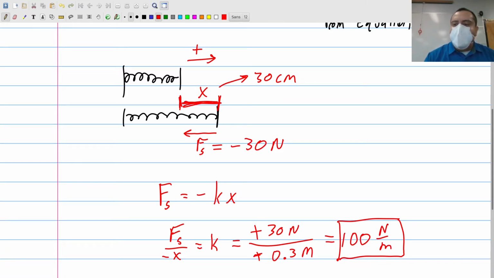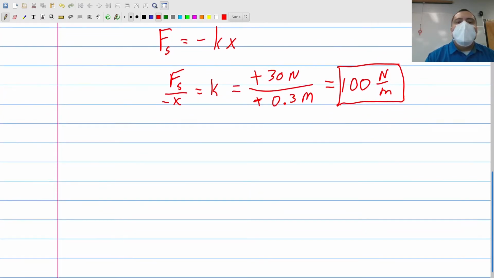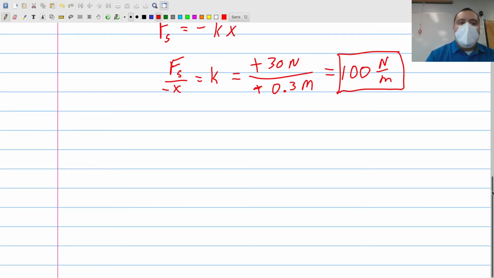So the next part we need to talk about is elastic potential energy. It turns out that springs store energy. And so what we need to do is figure out how much energy those springs store. Well, the formula for elastic potential energy for a spring is going to be U sub S. This is potential energy stored in a spring. That's equal to 1/2 kx squared. Same variables as last time. k is the spring constant.